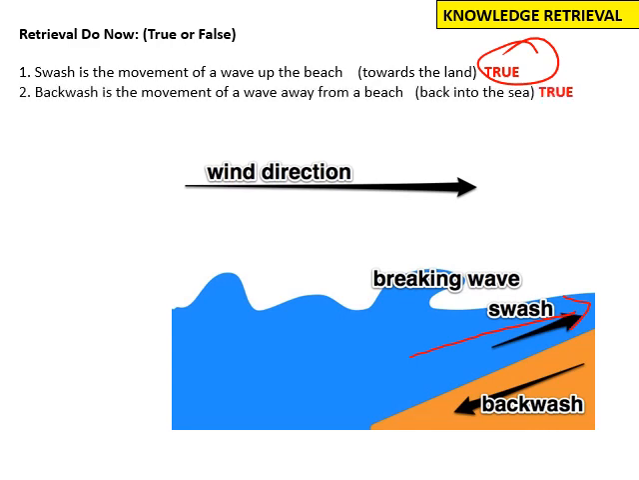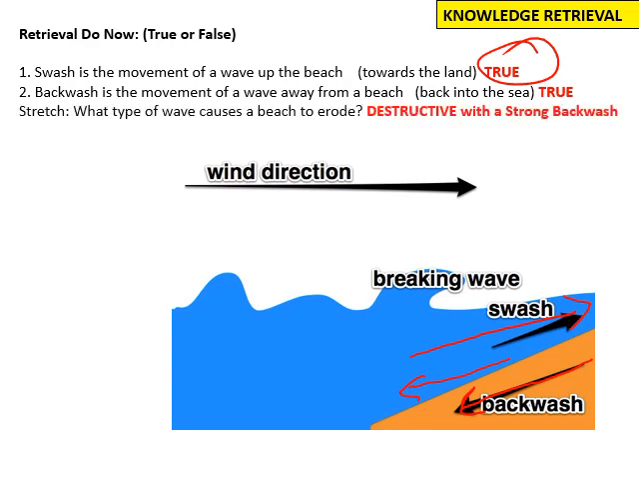Question 2, backwash is the movement of a wave away from a beach. That is true as well, back into the sea. And if you look at the diagram, you can see the backwash arrow here is the backwards movement of a wave away from the sea. Actually, it would be in the sea there, moving backwards.